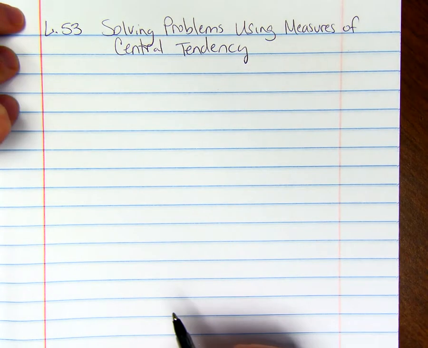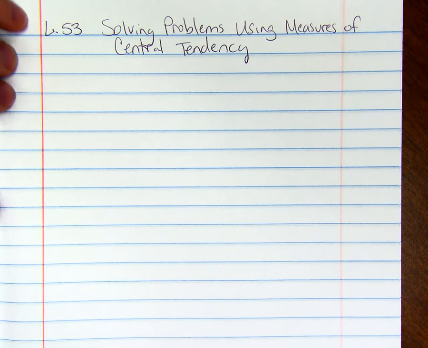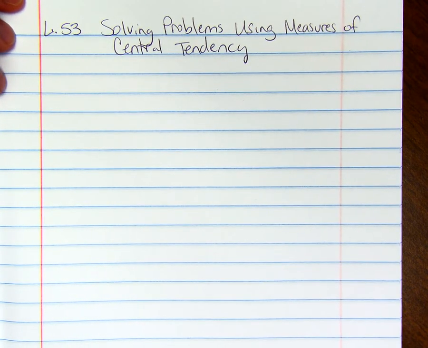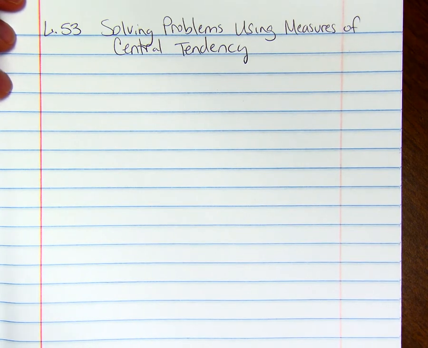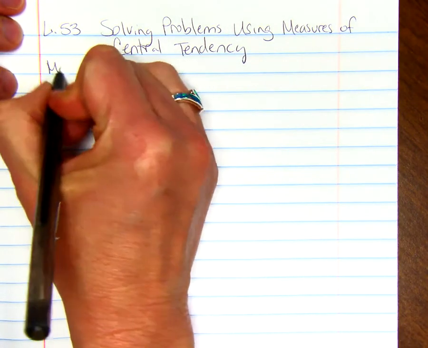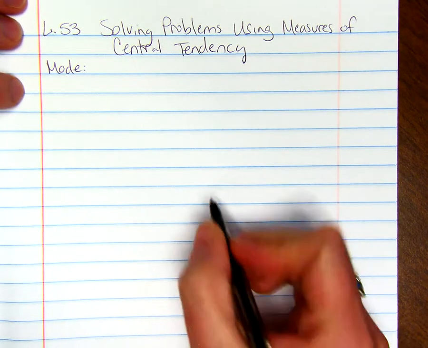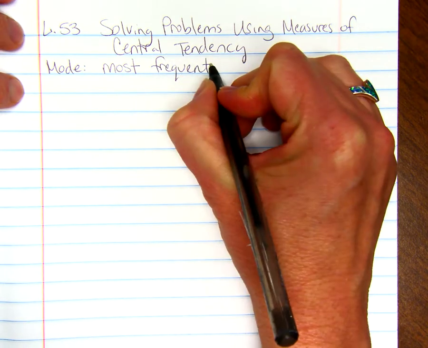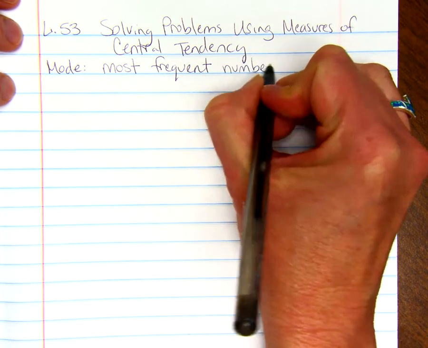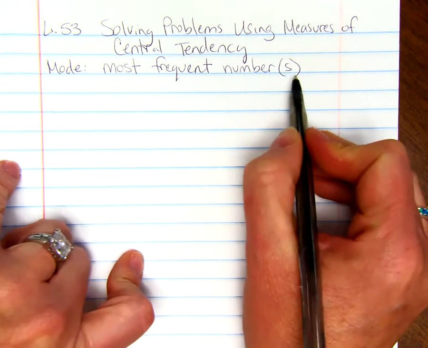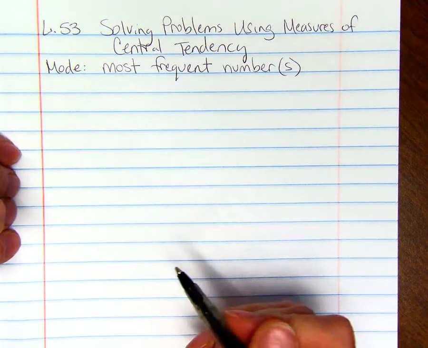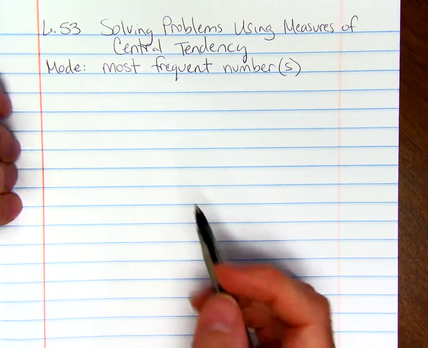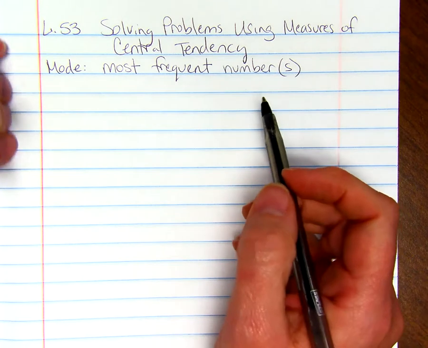If you remember, the measures of central tendency are mean, median, and mode. There is one extra measure that we use, which is range, so you might be using that also. But mode is just the most frequent number or numbers. I put S in parentheses here because you could have more than one mode. If you have more than one data value that occurs most often, then you'll write all of them down.